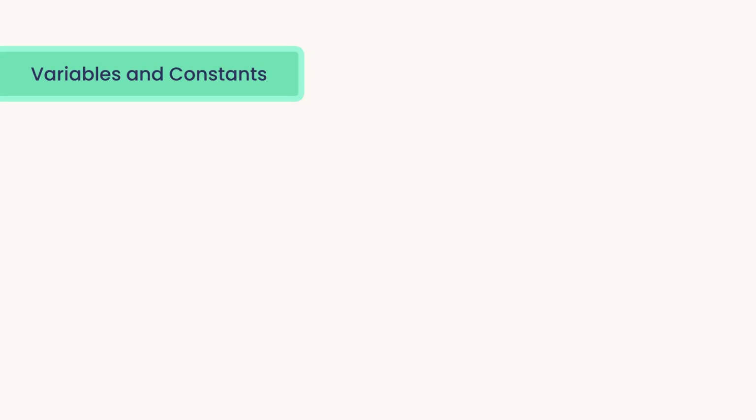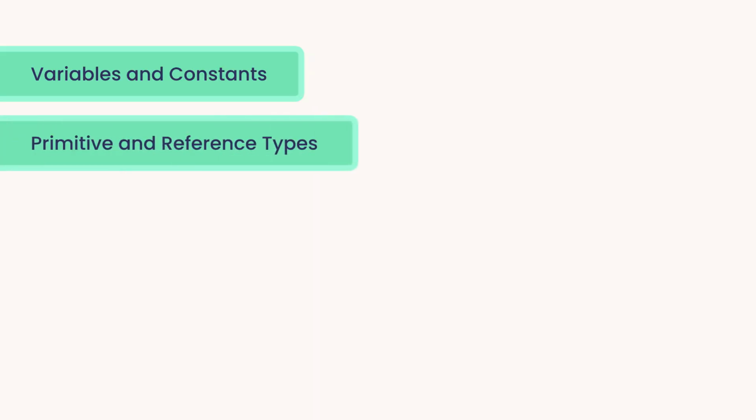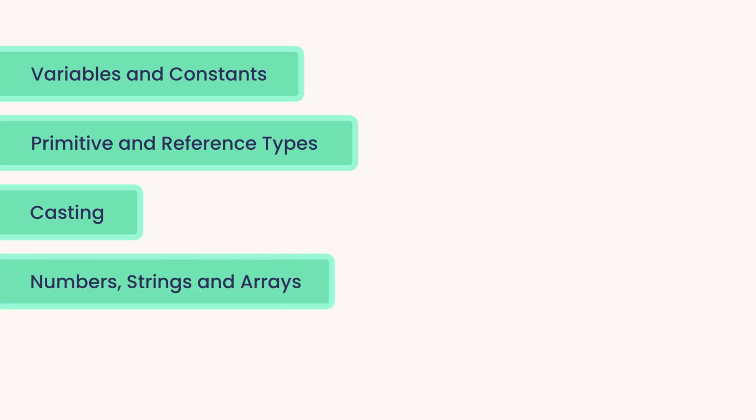About variables and constants, you learn about primitive and reference types. You learn that primitive types store simple values, but reference types hold references to complex objects. That's why we call them reference types. You also learn about casting and type conversion. You learn about two types of casting, implicit and explicit. You learn how to work with numbers, strings, and arrays. And finally, you learn how to read input from the terminal.